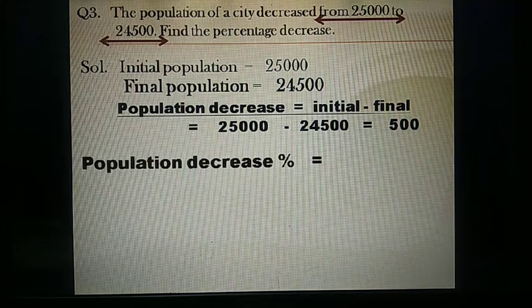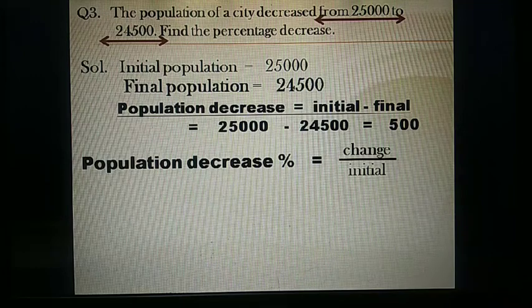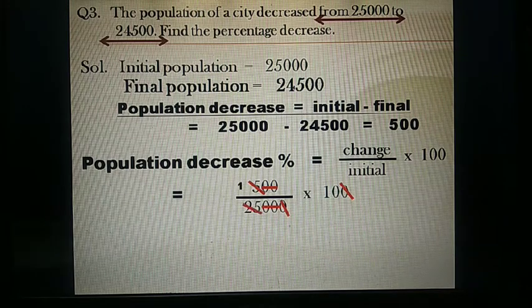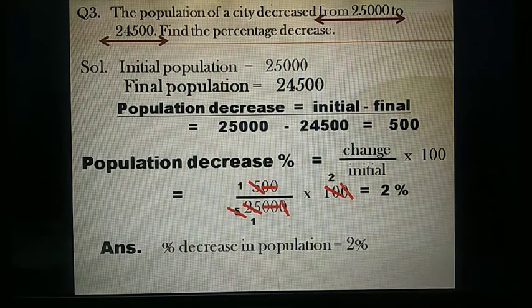To get the answer in percentage, you will write change upon initial value into 100. Here the change is 500. Initial value, the population is given to you as 25,000. Multiplied by 100. Start cancelling 0s and then you are left with 5 1s are 5, 5 5s are 25, 5 1s are 5, 5 2s are 10. So the answer is 2%. Percentage decrease in population is 2%.